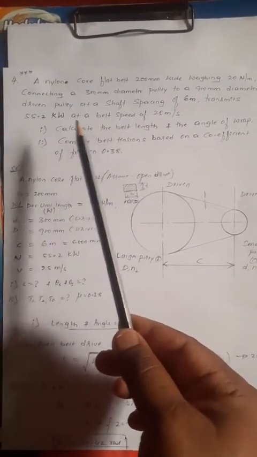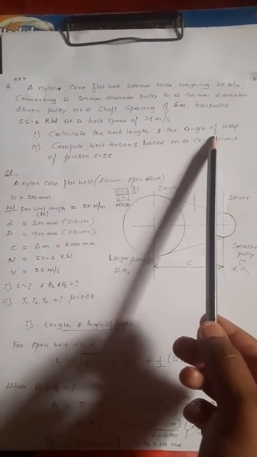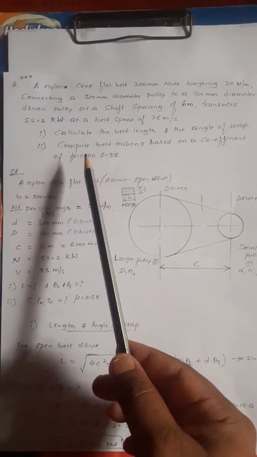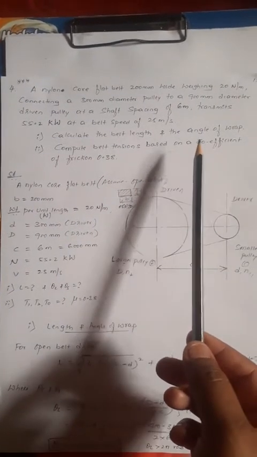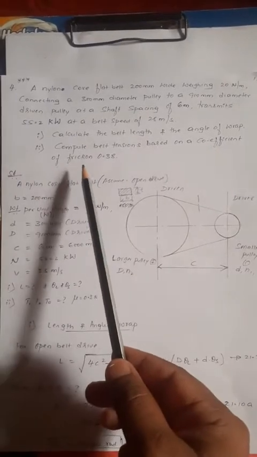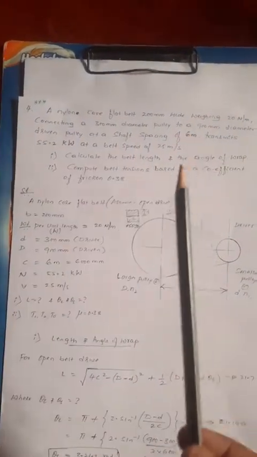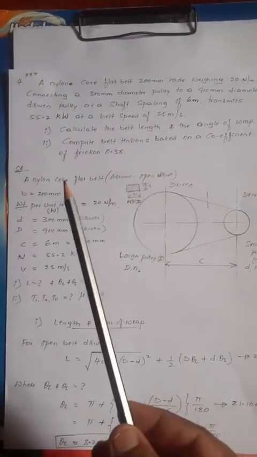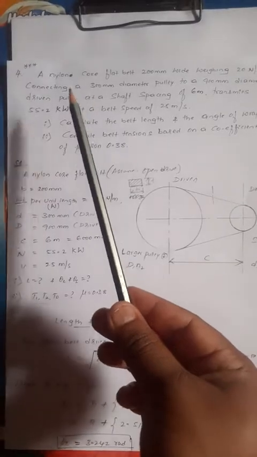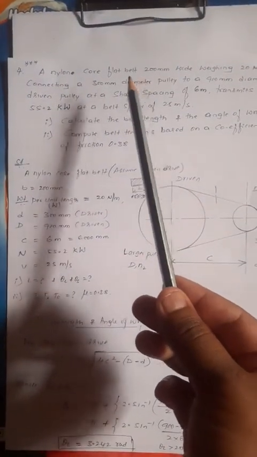Calculate the first bit: the belt length and the angle of wrap. Second bit: compute belt tensions based on the centrifugal tension and based on the coefficient of friction. Take 0.38. Compared to the previous problems, where you considered a leather belt, here the belt is a nylon core flat belt. It's a flat belt.